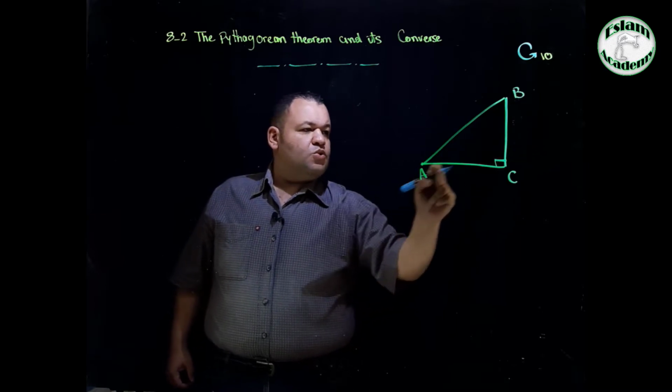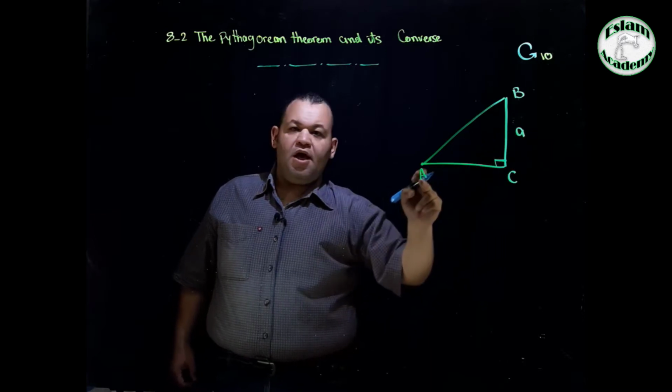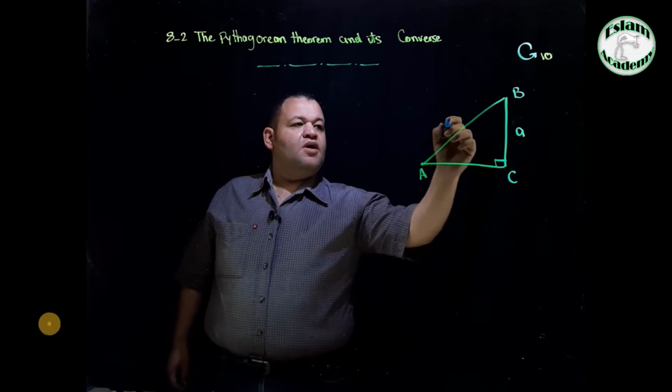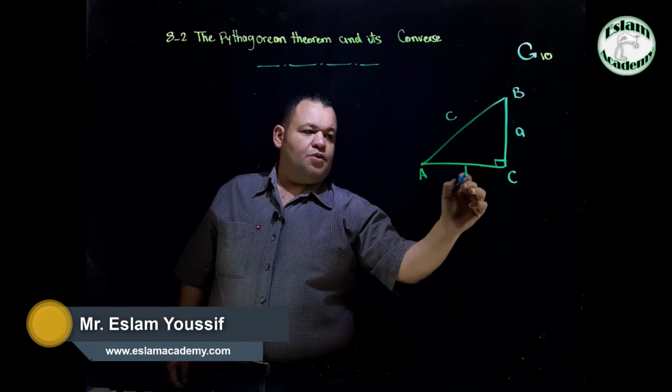So the side which is opposite to the angle A is equal to a. The difference between A capital and a small: A capital is for the angle and a small is for the side. So the side which is opposite to the right angle will be the hypotenuse, whose name is c. And the side which is opposite to the angle B is called b.